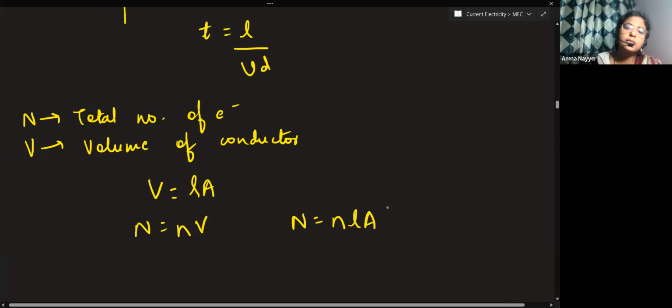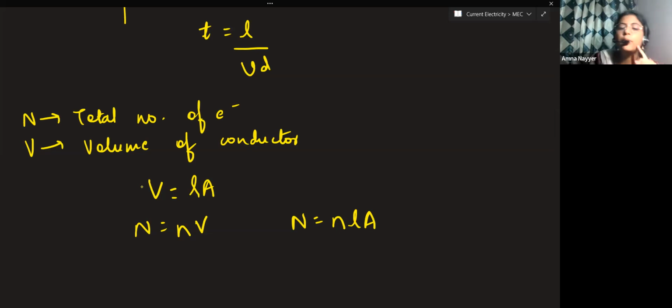What did I do? Volume I have written. This is capital V, the volume. Volume is written by the product of length and the area. Then capital N is the total number of electrons. Total number of electrons is written in which manner? Number density of electrons multiplied by the volume. No, that gives the total number of electrons. So putting the value of V is equal to LA, I get capital N as n L A.